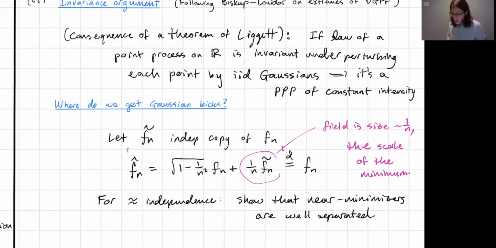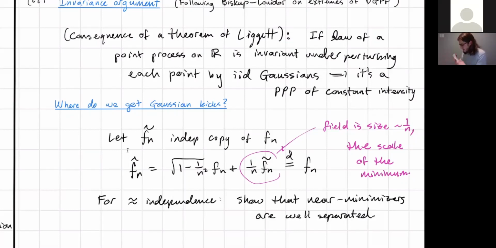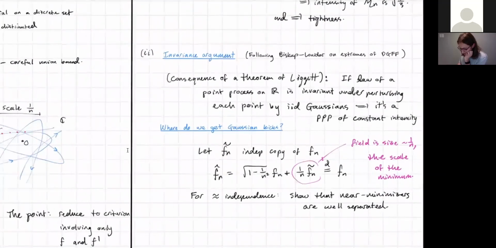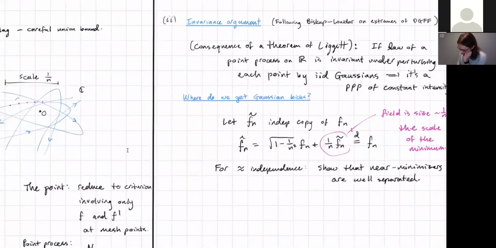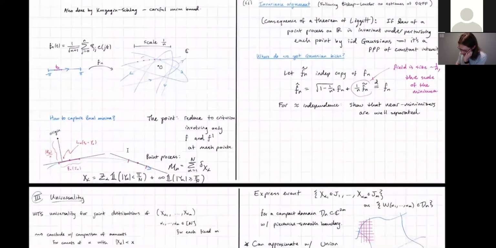There are obviously a lot of technical details, but this is really the overview. You peel off this independent piece at the scale of the minima, and because near minimizers are separated, this gives you roughly independent Gaussian kicks at your minima. Because this is identically distributed to your field, the point process's law is invariant under these kicks, and then you can apply this theorem of Liggett. And then the intensity calculation tells us this intensity, square root of pi over 3. I think that's a beautiful argument, so I really wanted to include that.